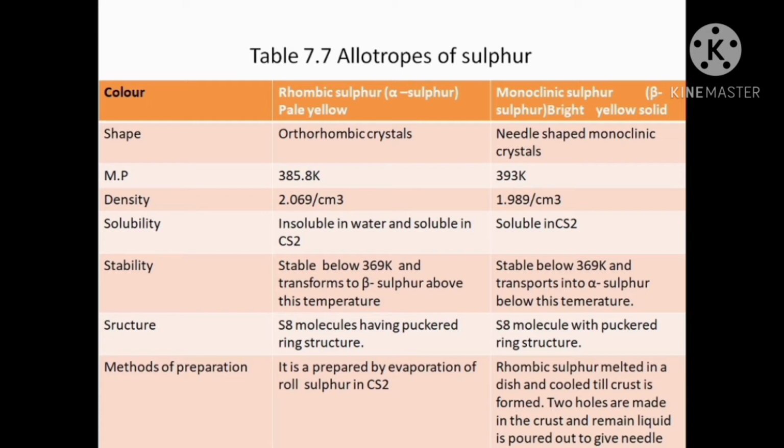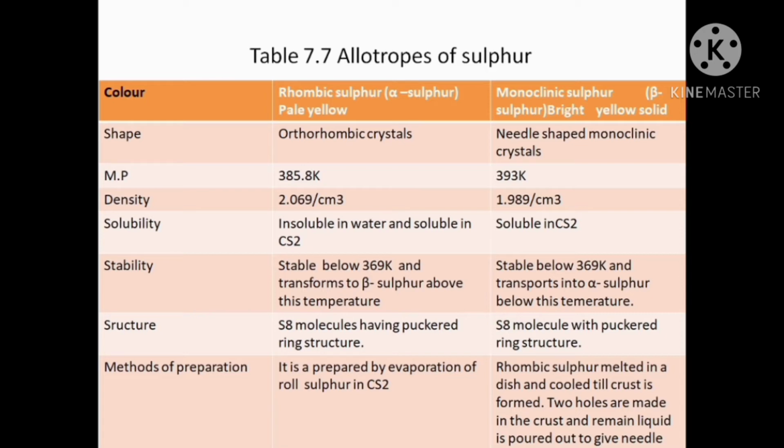Stability: rhombic sulfur is stable at temperatures below 369 Kelvin and it is transformed into beta sulfur when the temperature rises. Monoclinic sulfur is stable above 369 Kelvin, while it transforms into alpha sulfur when the temperature falls below that. Structure: both are S8 molecules with puckered ring structure.